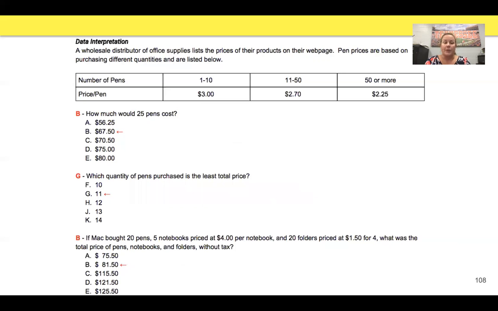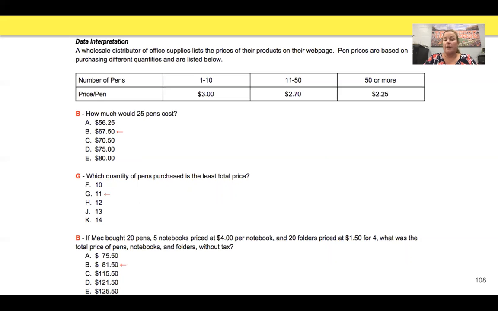So again, data interpretation. Here you've got pens, and this is a good real world problem, especially if you're going to own your own business or if you're going into business. I dealt with this a lot of times. When you go to order things in bulk, they'll have what they call price points. So if you look at this one here, the first price point would be 11, the second one would be 50. And what that means is the price drops per unit when you order that many. So when I order 11, that's where I get my first price break. When I order 50 or more, I get my second price break.